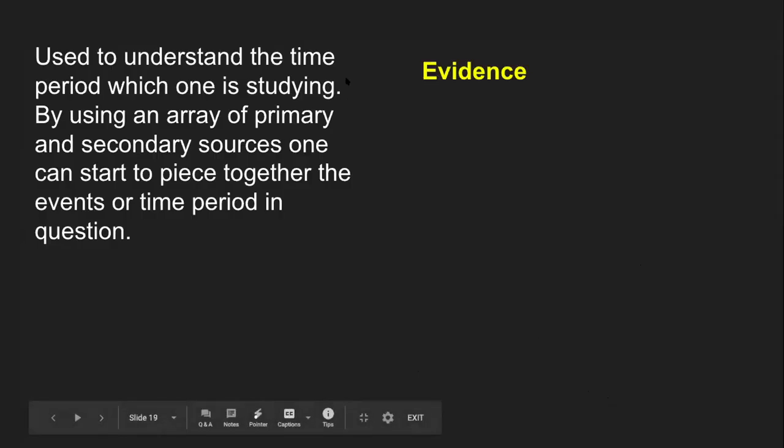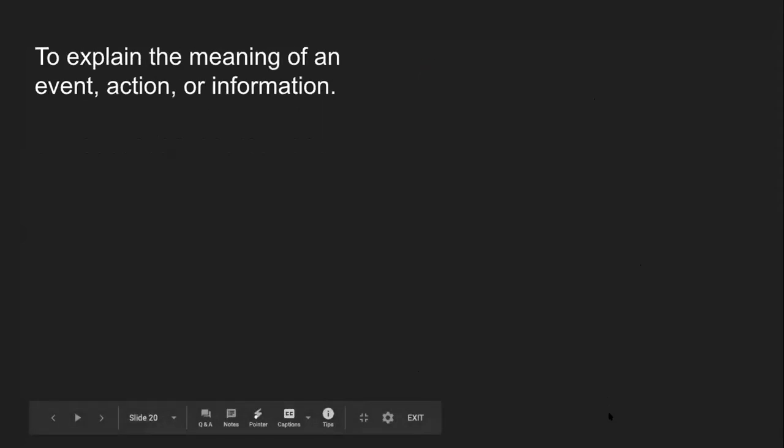Okay, so the answer is evidence. So let us move on. So the next definition states, to explain the meaning of an event, action, or information.